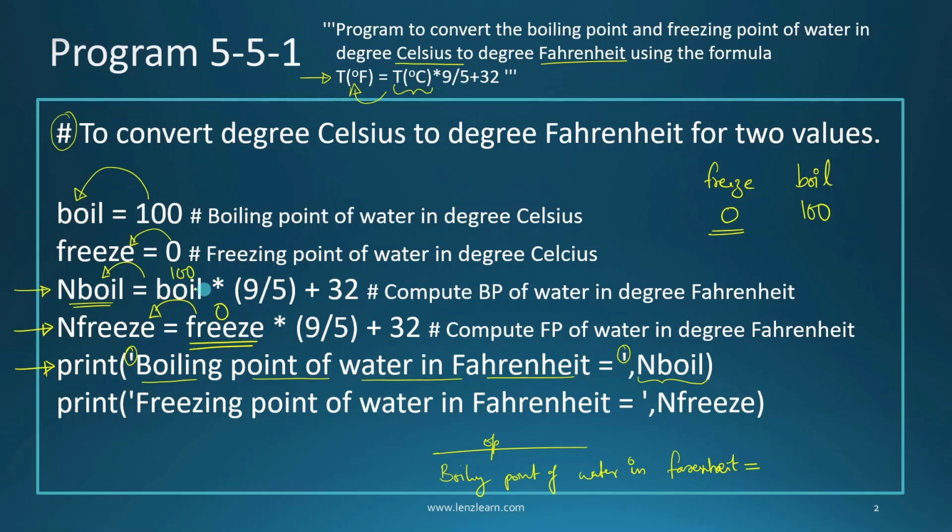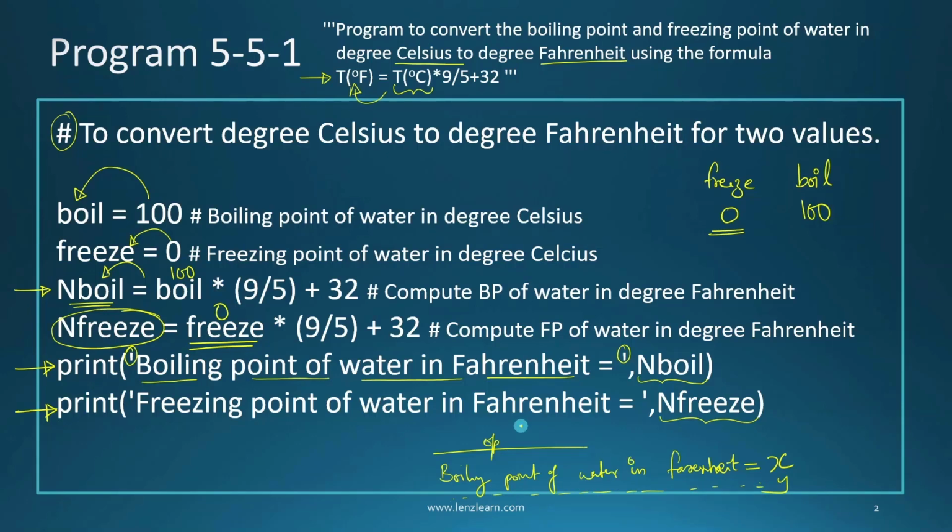Assume that for 100 degrees Celsius, the corresponding Fahrenheit value stored inside nboil is x degrees Fahrenheit. Then x will be printed over here. A number will come over here. When we run the program, we will see that. Now in the last print statement, you will print in the output: freezing point of water in Fahrenheit is equal to. After that, it will print the value of nfreeze that you have obtained. So freezing point of water in Fahrenheit equals y.